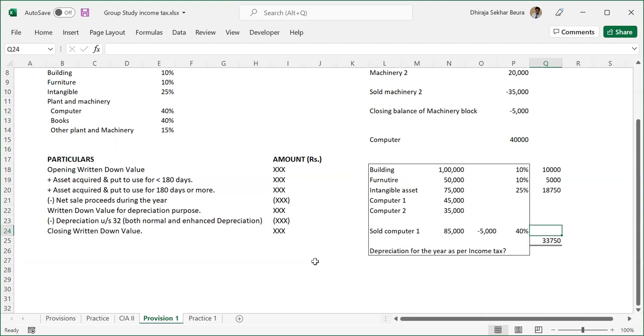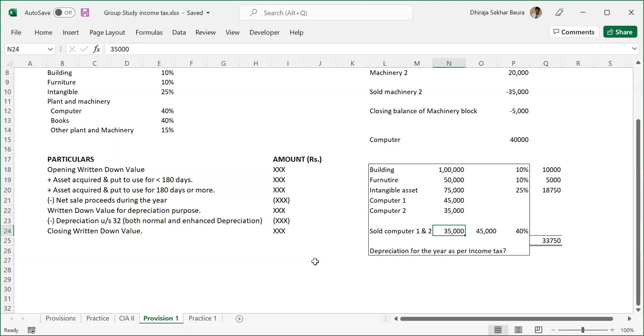Any questions on that? If not, let me give you one more question. Now, I haven't told this yet, but if you can get it, then that will be amazing. Suppose you sold both computer 1 and 2 for 35,000. How much will be your depreciation? Just guess it. I haven't told this scenario yet. If your guess is right, then that will be amazing.